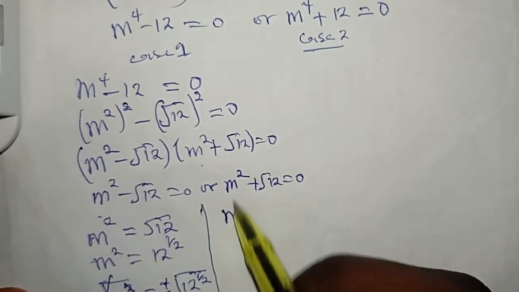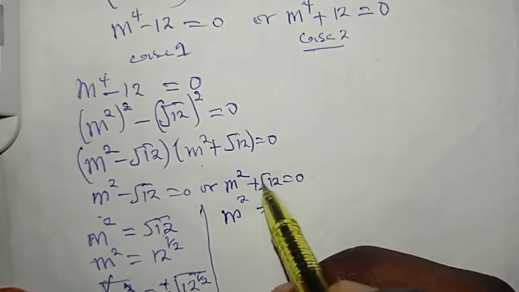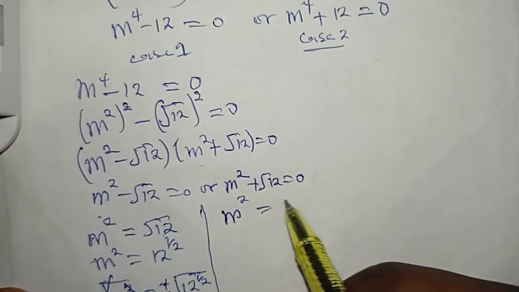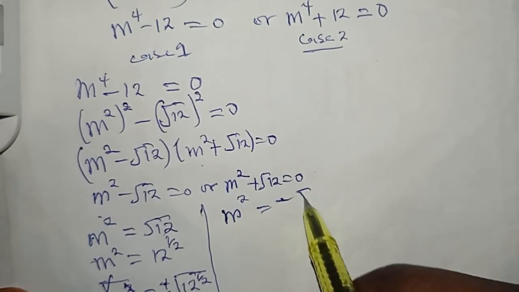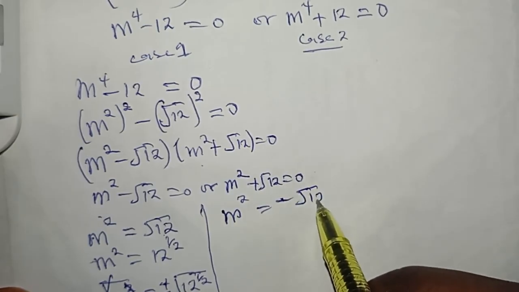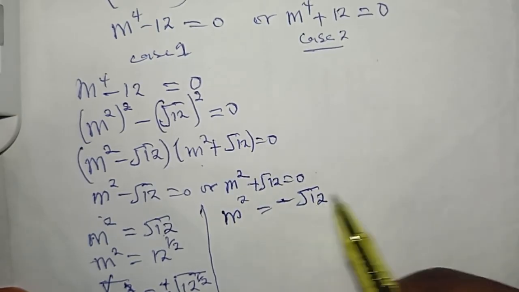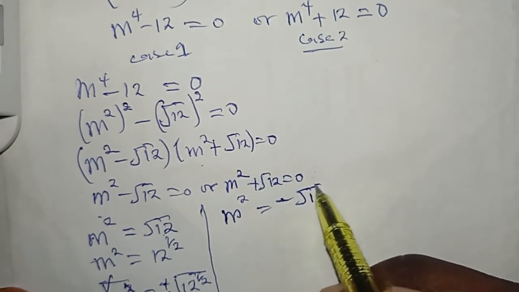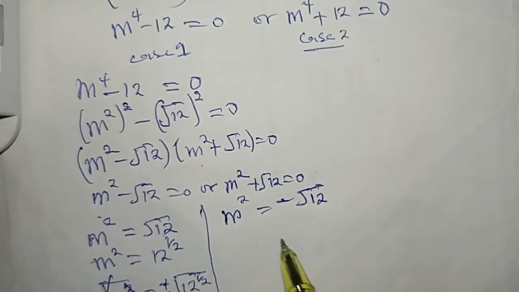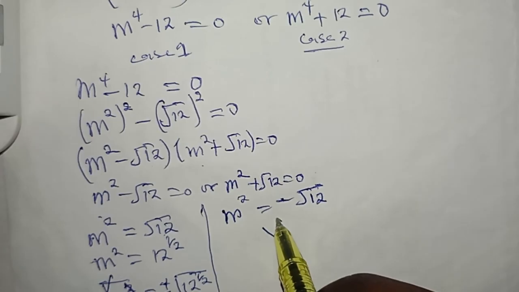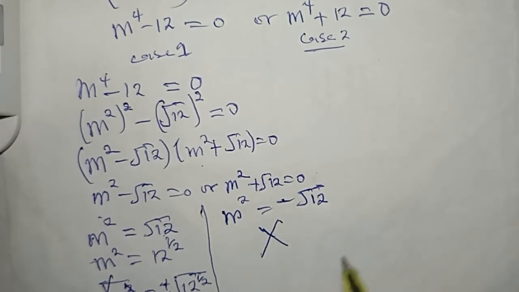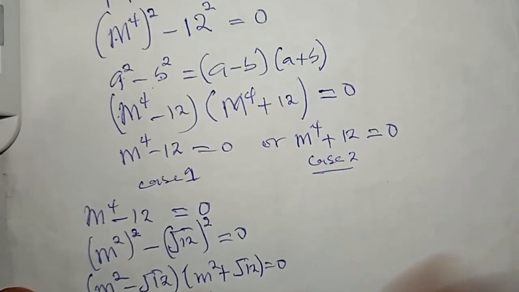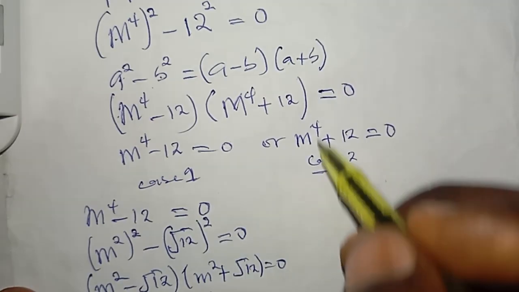Then here m squared is equal to, I can move this to the right hand side, so that I have m squared is equal to minus root 12. Okay, and you can see that there is no real solution to this, so I'm actually going to reject this. So there's no real solution to this, and then this one is over. And then we can come over to case 2.